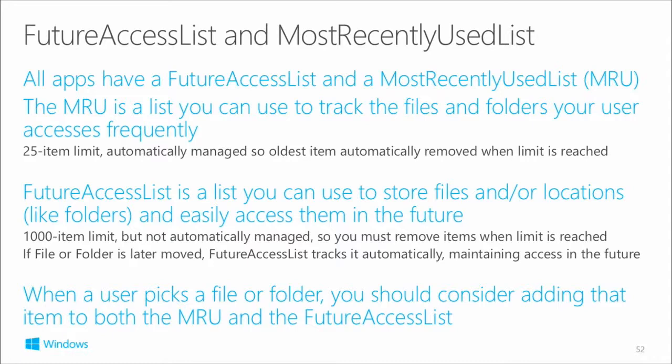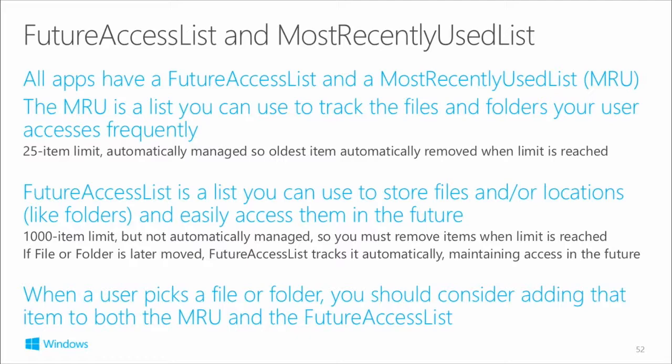The way you do that is with this thing called the access cache. More specifically, there's a class called StorageApplicationPermissions. Every app has two lists. One is called the future access list, and the other is called the most recently used list, FA and MRU for short. The MRU is where you can put most recently used files and folders. It has a 25 item limit, and it's automatically managed, so when it fills up, it just bumps the oldest one off the bottom.